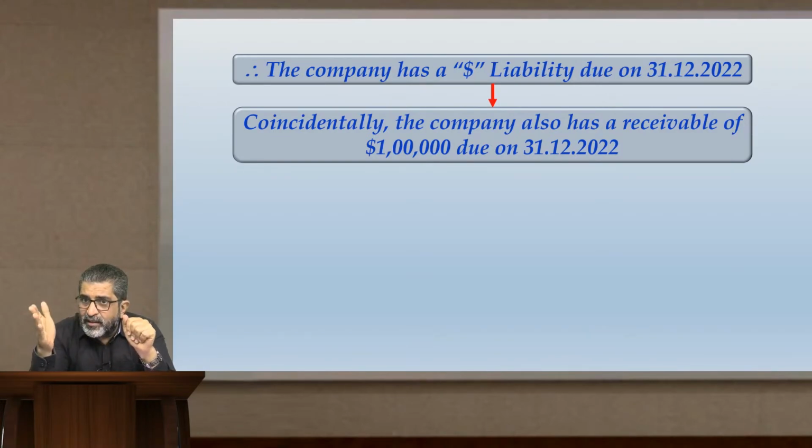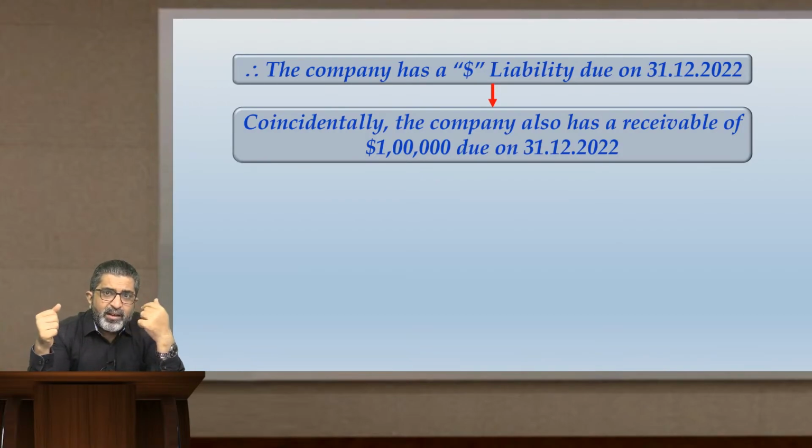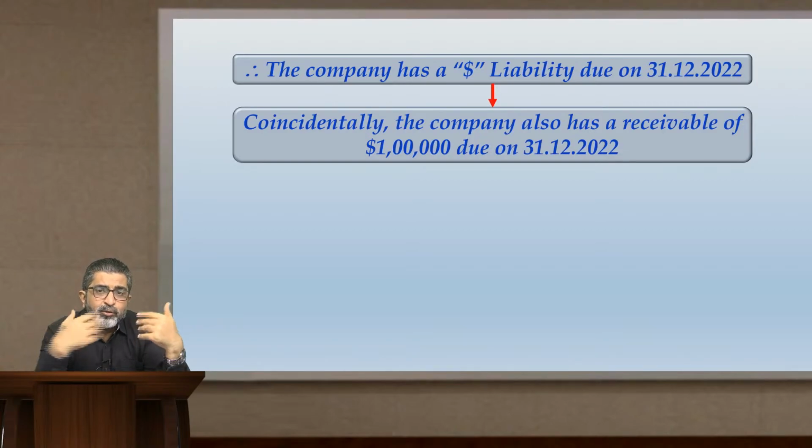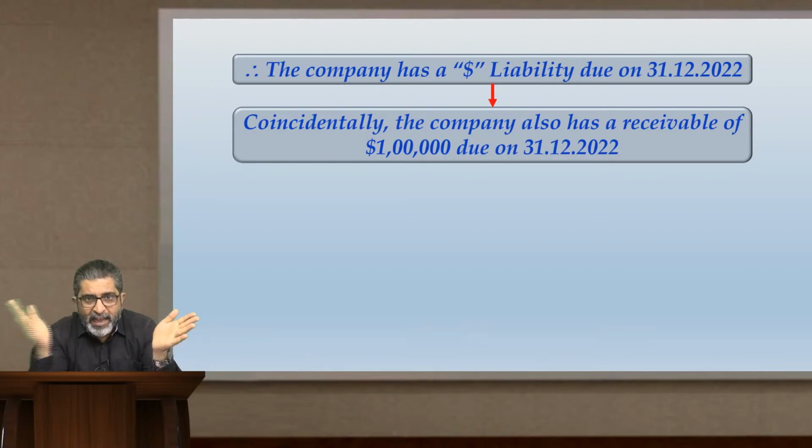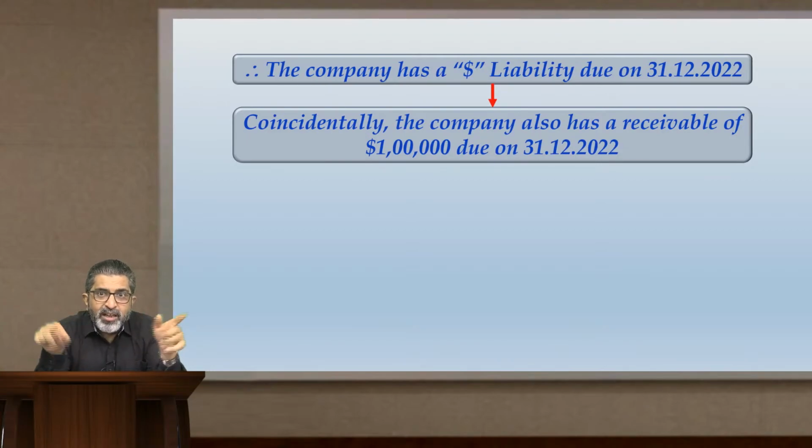So on one side, in the US, there is a supplier from whom I have purchased an asset, and I have a customer in the US who has to make a payment to me. Coincidentally, the amount of both the payments was also the same, $1 lakh to be received, $1 lakh to be paid. Coincidentally, the due dates were also the same.